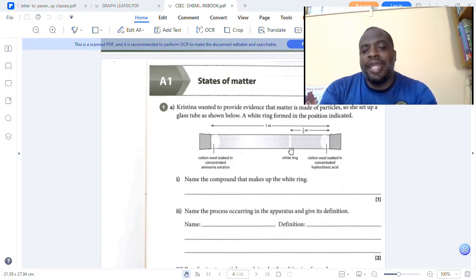So it says, name the compound that makes up the white ring. And the compound that makes up the white ring, we call it ammonium chloride.